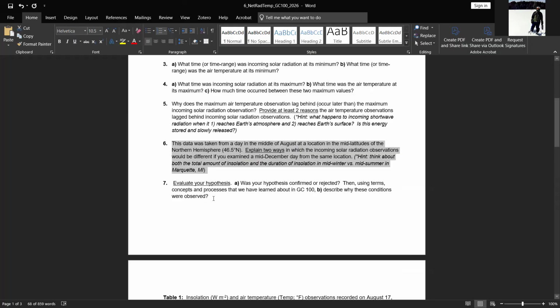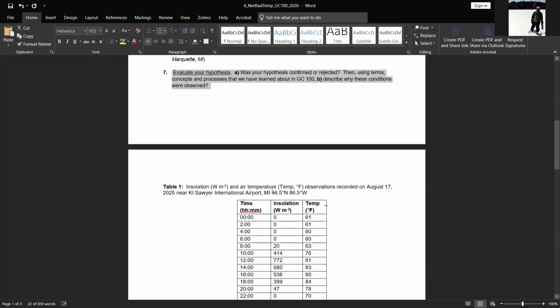And finally, last but not least, I'd like you to use your responses from questions 3 through 6 to synthesize these responses to evaluate your hypothesis. And so was your hypothesis confirmed or rejected? Use these terms and the results from questions 3 through 6 to provide reasoning to support your response.